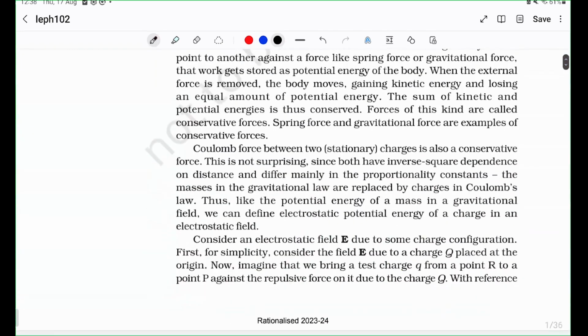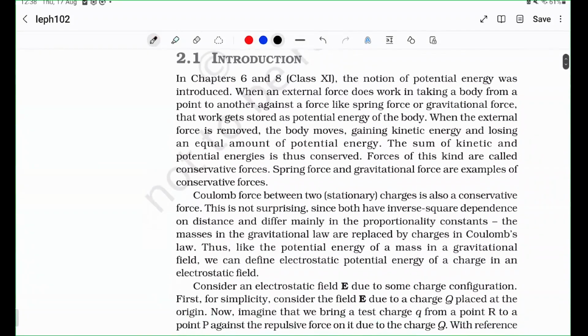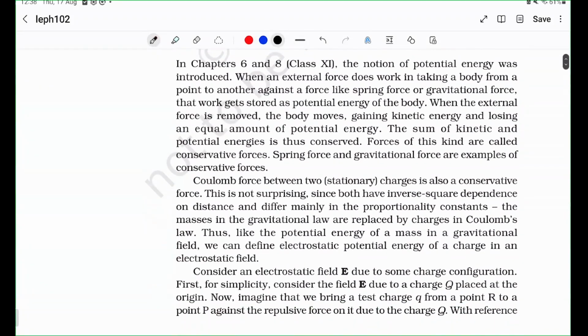Okay. So I think we have seen what potential energy is in class 11. It is the ability of an object to do work, right? So if you have a lot of potential energy, then you can give out that energy to other objects. That is what having potential energy means. That means you can do work on a lot of things.